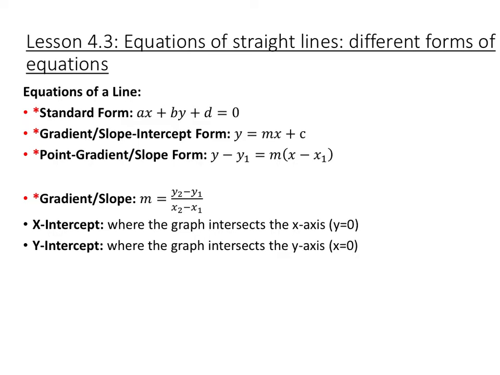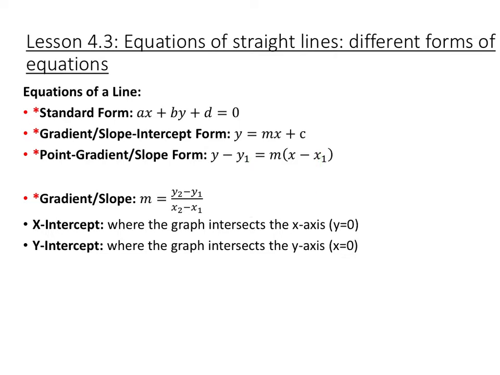The first one is standard form, ax plus by plus d is equal to 0. Normally we want a, b, and d to be integers, so not fractions or decimals. Gradient or slope-intercept form of the line, y equals mx plus c, where m is your slope and c is your y-intercept. And point gradient or slope form, where you have y minus a y-coordinate is equal to your slope times x minus an x-coordinate.